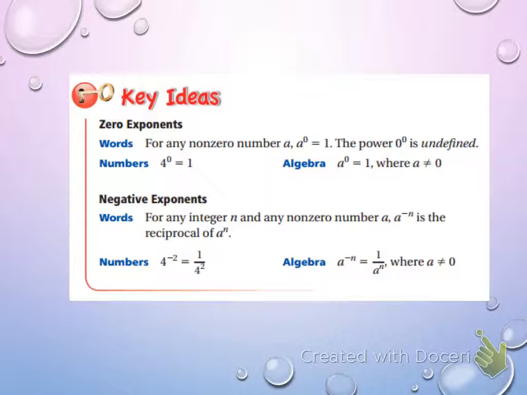Now, negative exponents, this is where it gets a little trickier. For any integer n and any non-zero number, a to the negative nth is the reciprocal of a to the n. That means you flip it upside down. So if you have a negative exponent, you put a 1 in the numerator and put the same base and change it to a positive exponent in the denominator.